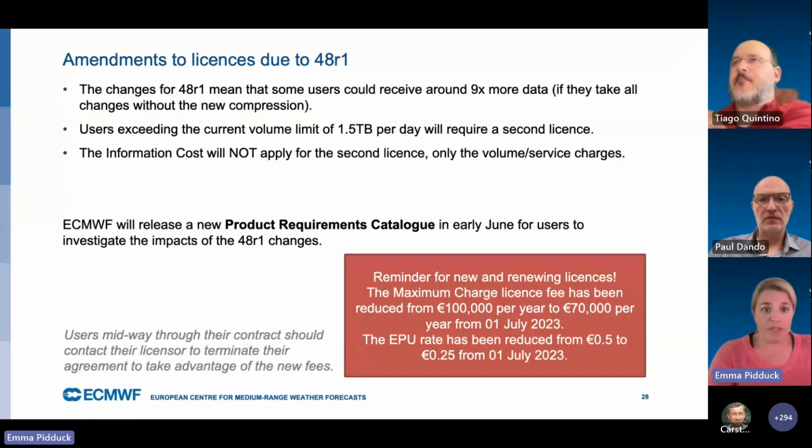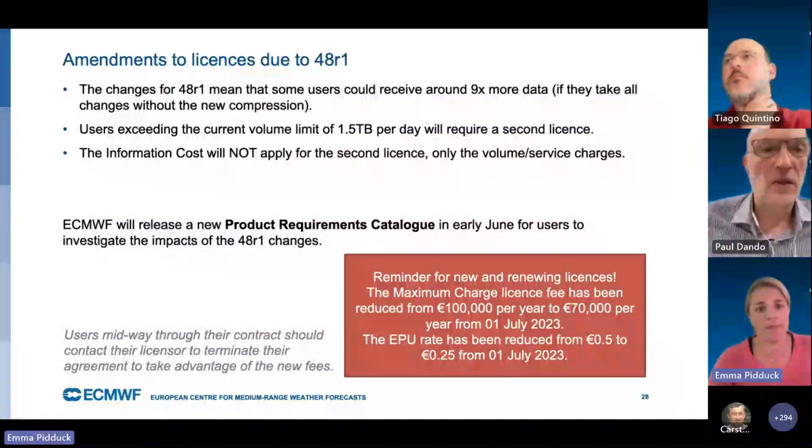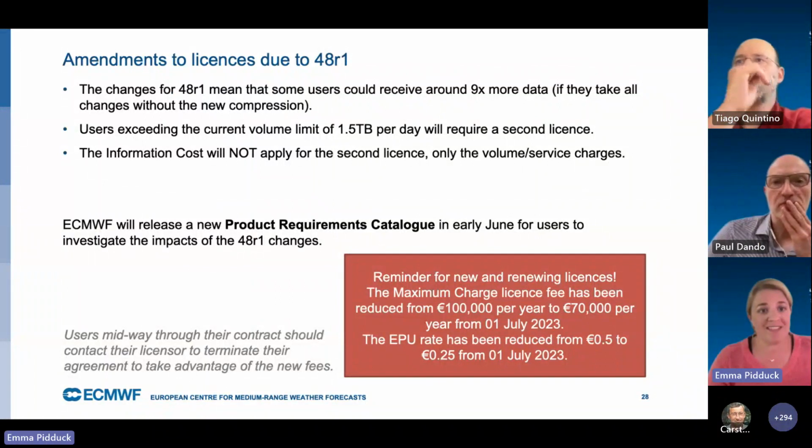So if you do choose to make changes because of the new cycle upgrade, for instance, taking the ENS 9-kilometer resolution or the 100 members or the daily ENS extended, these will impact your volumes. And it could be an awful lot more if you don't use the CCSDS compression. So it would be good to keep that if you can. And it may mean that some users exceed the current volume limit or get very close to the limit of 1.5 terabytes per day. So if you reach this ceiling and you still need more data, a second license will be required. However, we will waive the information cost for the second license.